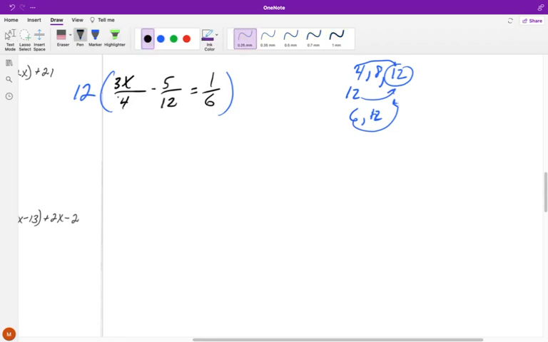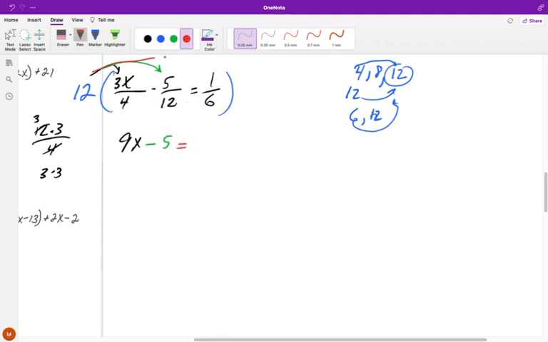So 4 goes into 12 3 times. So when I multiply this, it becomes 12 times 3 over 4. Well, 4 goes into 12 3 times, so I'm left with 3 times 3, or 9x. When I multiply 12 here, the 12s are just going to cancel out, so I'm left with minus 5.